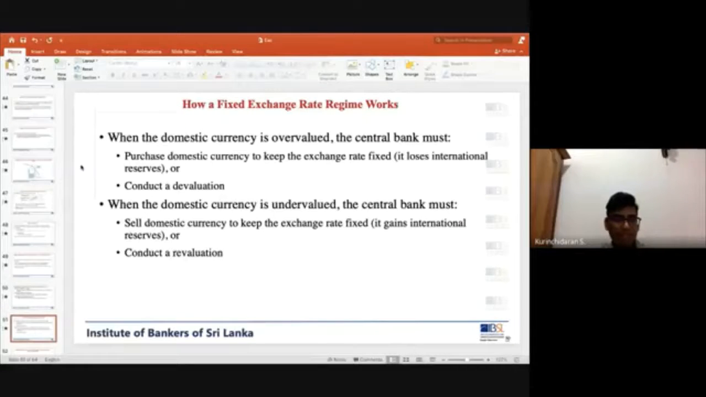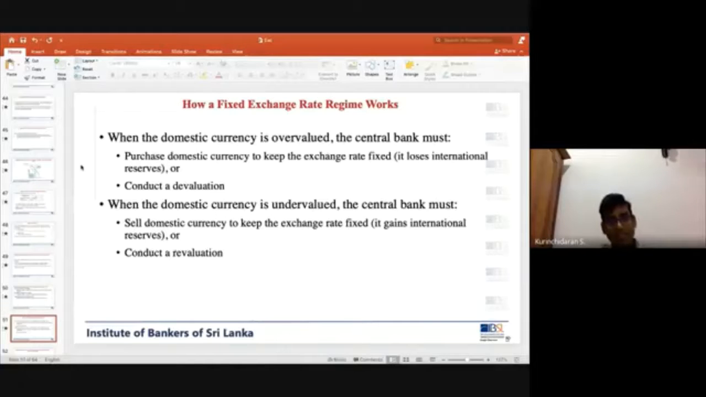Okay, as I discussed, I have explained here as well. When the domestic currency is overvalued, the central bank must purchase domestic currency to keep the exchange rate fixed. It loses international reserve. They have to sell international reserve, and then they have to buy domestic currency. Then they can conduct a devaluation, right?